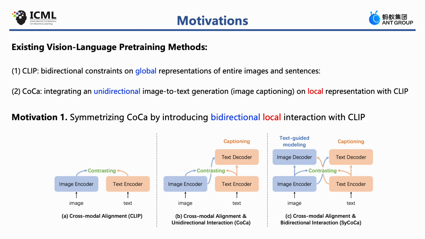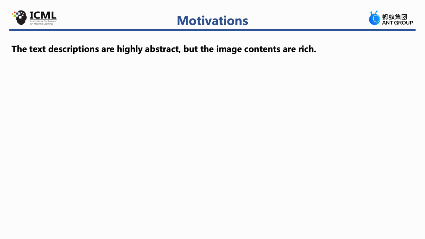However, CoCa only utilizes visual cues to generate textual descriptions, disregarding the visual context reconstruction from text cues. Thus, here comes our first motivation: symmetrizing CoCa by introducing a text-to-image reconstruction task to further enhance the multimodal alignment. The second motivation comes from common sense, namely the text descriptions are highly abstract, but the image content is rich.